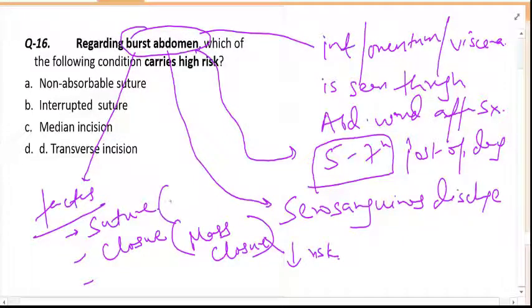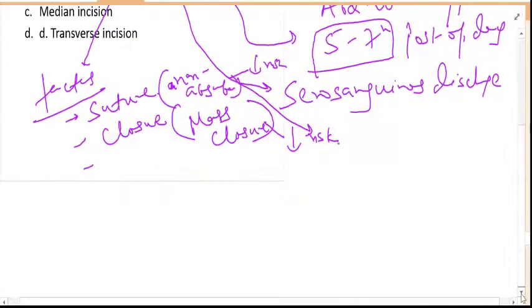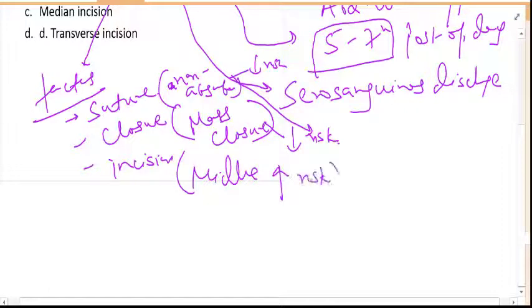Sutures, you should use, we can say, non-absorbable, has less risk. Decreased risk if you are using non-absorbable suture. Decreased risk if you are doing a mass closure. Then incision. Midline incision has high risk. A paramedian or a transverse incision has low risk.